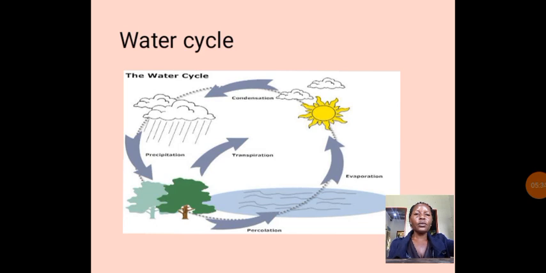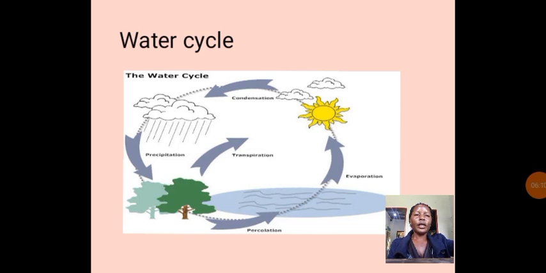Now when you look at this water cycle, we have plants. When you look at plants, there is transpiration that takes place. That is when the water vapor moves from the plant to the atmosphere. And then we have water bodies still. Evaporation will also take place, where water is going to evaporate from the water bodies, and then it goes to the atmosphere.